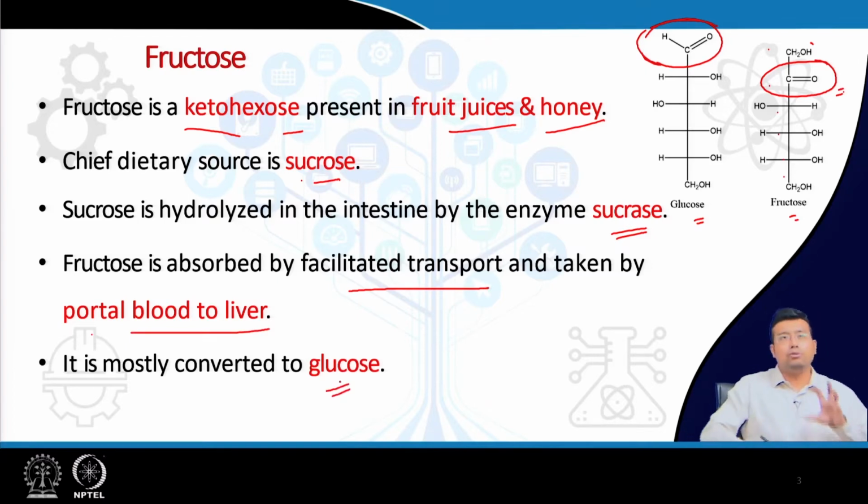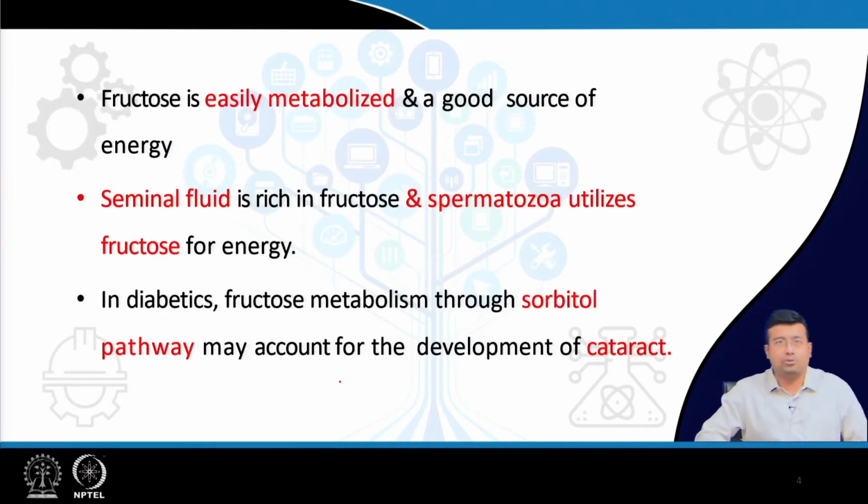These are a few facts which I think you already know by now, because we have covered them in the class on carbohydrate transport. Fructose is easily metabolized and it is a very good source of energy. Let us discuss these facts about fructose, and then we will delve deeper into the ones that need explanation. It is easily metabolized and is a good source of energy. We will see how it is easily metabolized, much easier than glucose.